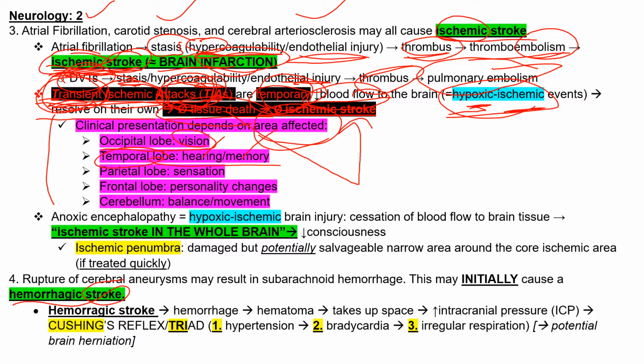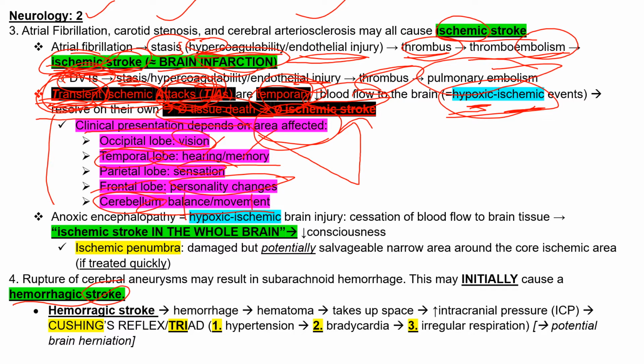It's going to be hearing and memory that the patient will present with in terms of clinical problems. If it's the parietal lobe, it's the sensation. If it's the frontal lobe, it's personality changes. If it's the cerebellum, which is responsible for balance and movement, then balance and movement are going to be affected. Clinical presentation depends on the area affected.